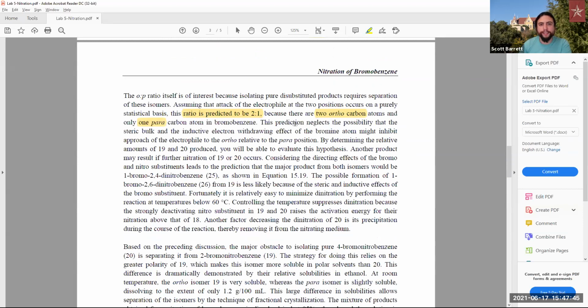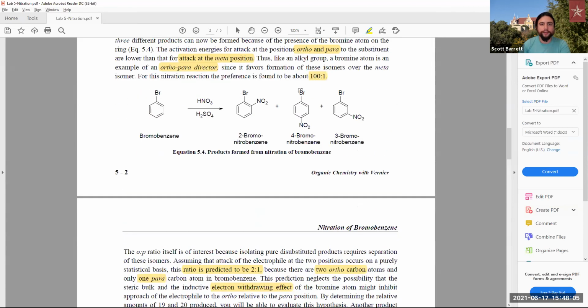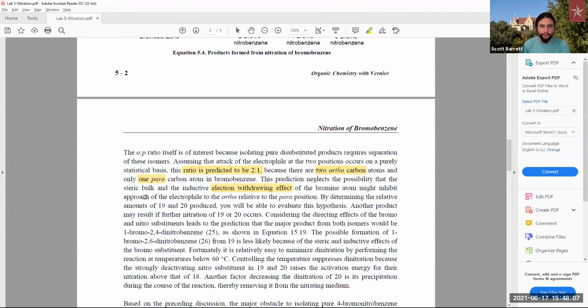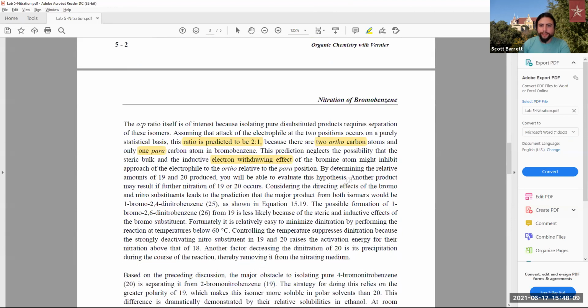But in this instance, it neglects the possibility of the steric bulk and the inductive electron withdrawing effect of the bromine. So this is what I was trying to harp on at the start of the concept here: the electron withdrawing effect of bromine might inhibit the approach of the electrophile to the ortho relative to para. By determining the relative amounts of 19 and 20 produced, I believe they mean one of these is 19, one is 20, you'll be able to evaluate this hypothesis.